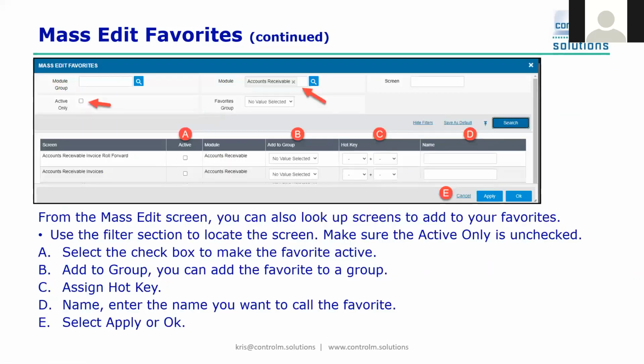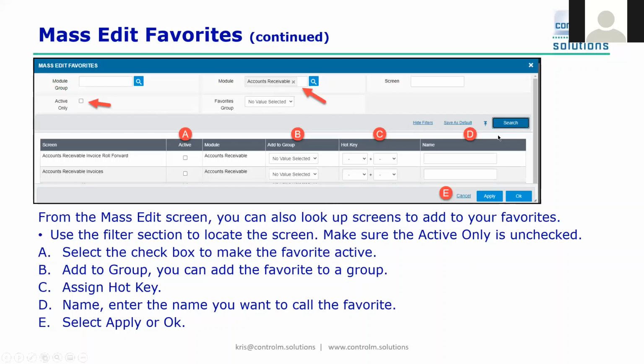The other thing you can do in the mass edit screen is you can create a lot of favorites at one time if you like. And how you do that is you go in the mass edit favorites, and in the filtering section, you want to filter after the certain data you're looking for. In this case, I'm showing accounts receivable. And here's the kicker. You've got to make sure that the active only is unchecked. If it's checked, it's only going to show you the favorites you have that are active, and you're looking for inactive.